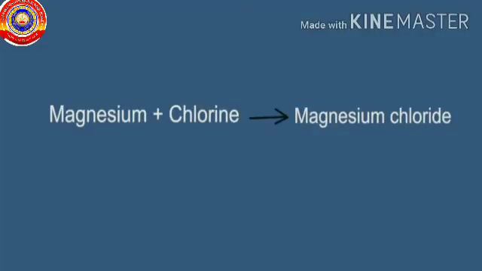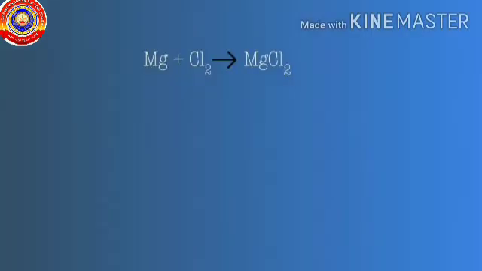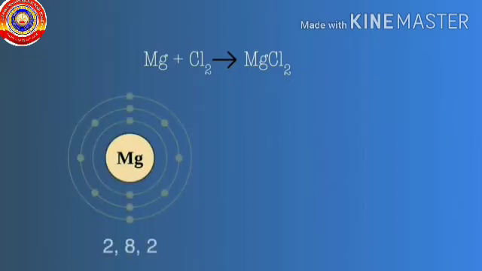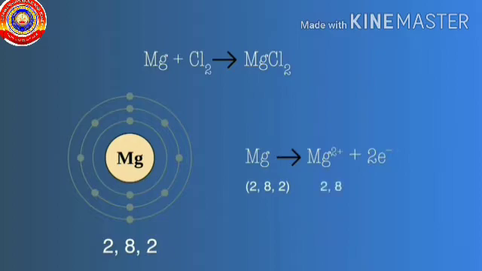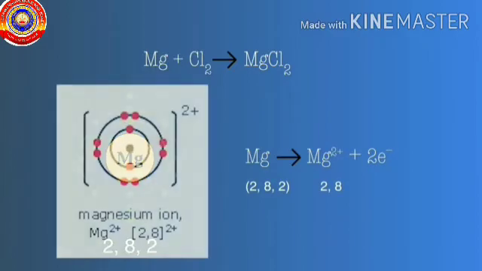Examine the chemical reaction of magnesium with chlorine to form magnesium chloride. Mg plus Cl2 gives MgCl2. The electronic configuration of magnesium is 2, 8, 2. How many electrons does a magnesium atom donate? What will be the charge of the magnesium ion formed here? See the equation: Mg gives Mg2+ plus 2 electrons. In a chemical reaction, magnesium loses 2 electrons to form the magnesium ion.